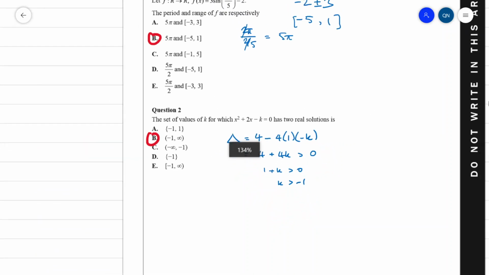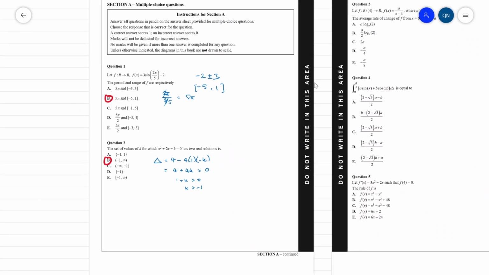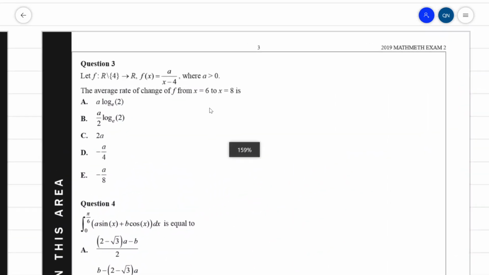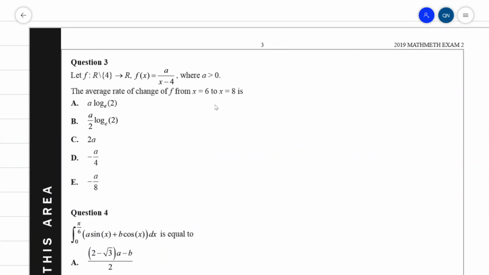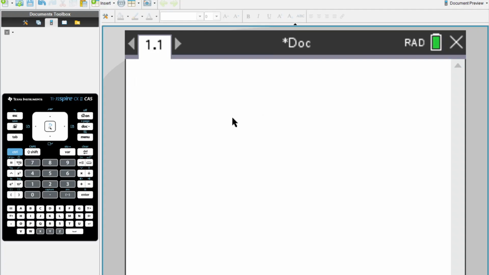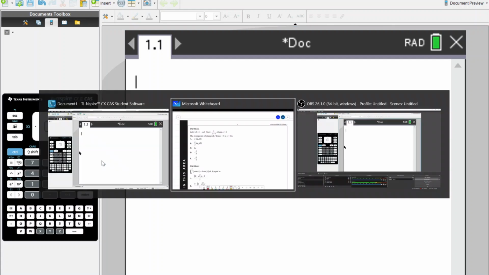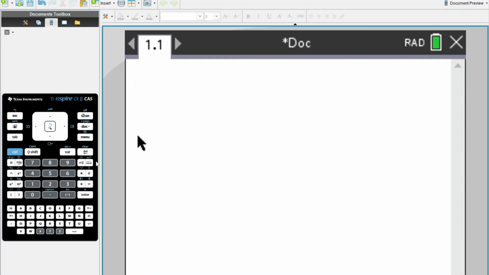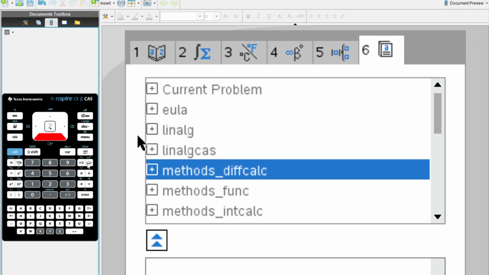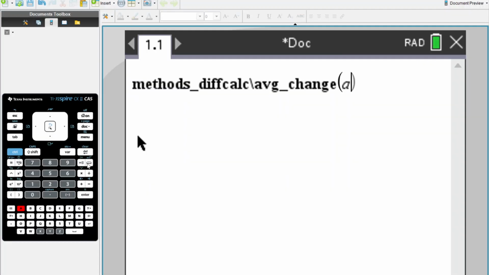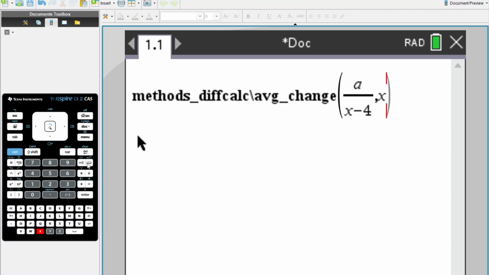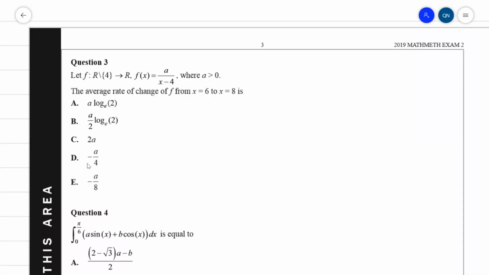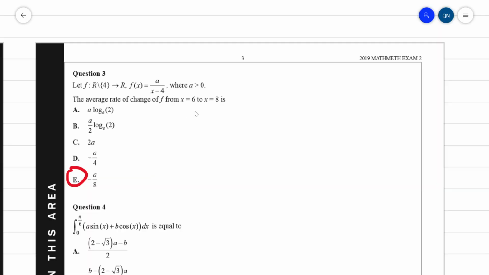All right. Question 3. What do we have? We have average rate of change from x equals 6 to x equals 8. For this one, you can just use the CAS program for average rate of change. We don't really need to define it because we just need to use the function once. So let's go to methods, differential calculus, average rate of change, and I want a divided by x minus 4, comma x, that's the variable, going from x equals 6 to 8, and it gives us -a over 8. So it's option E. You can also just use the average rate of change formula, just type it into the CAS. You should know what that is anyways.